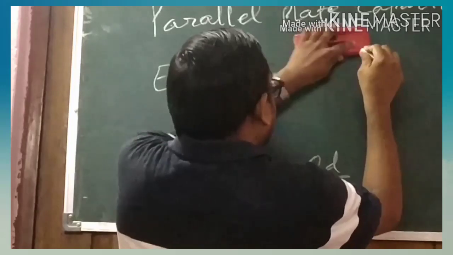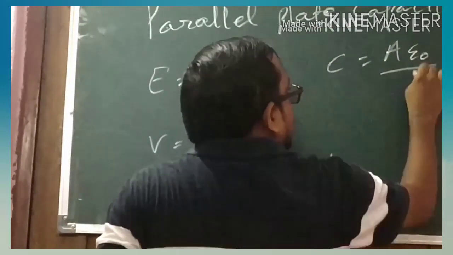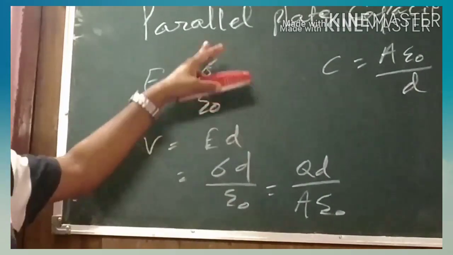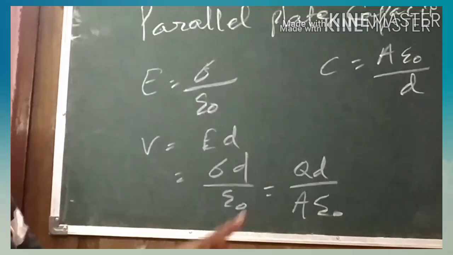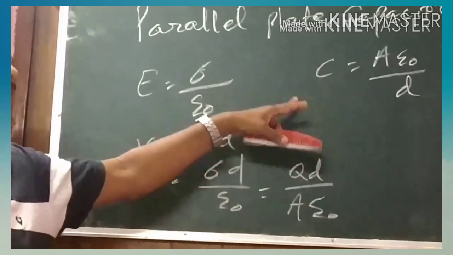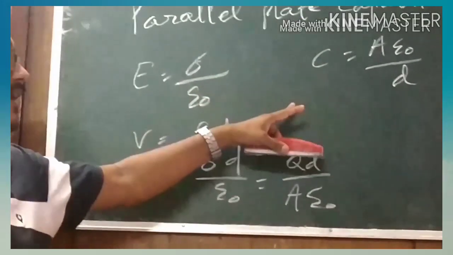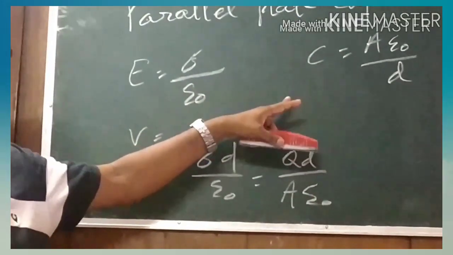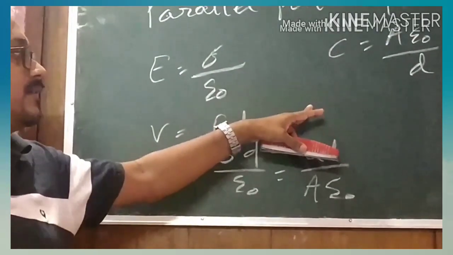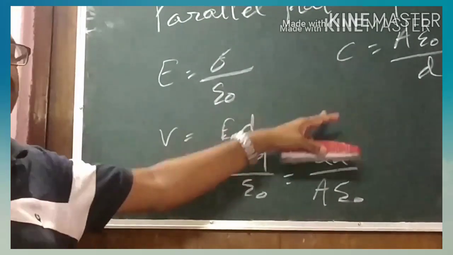This C will be equal to A epsilon 0 by D. Now let us introduce a dielectric in between the two parallel plates. When we apply a dielectric between the plates and an electric field is applied to it, it polarizes the dielectric, and the surface charge becomes sigma p and minus sigma p.